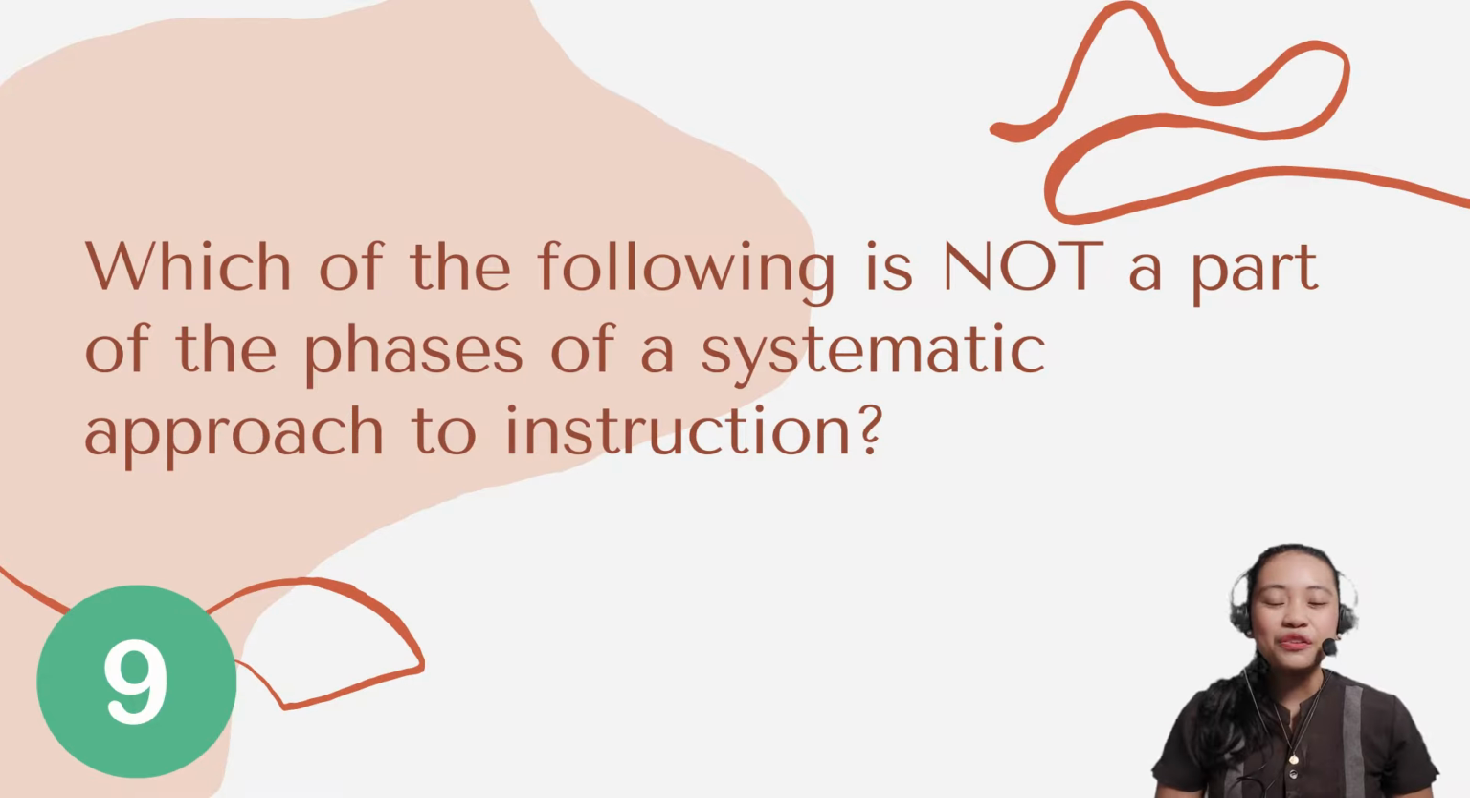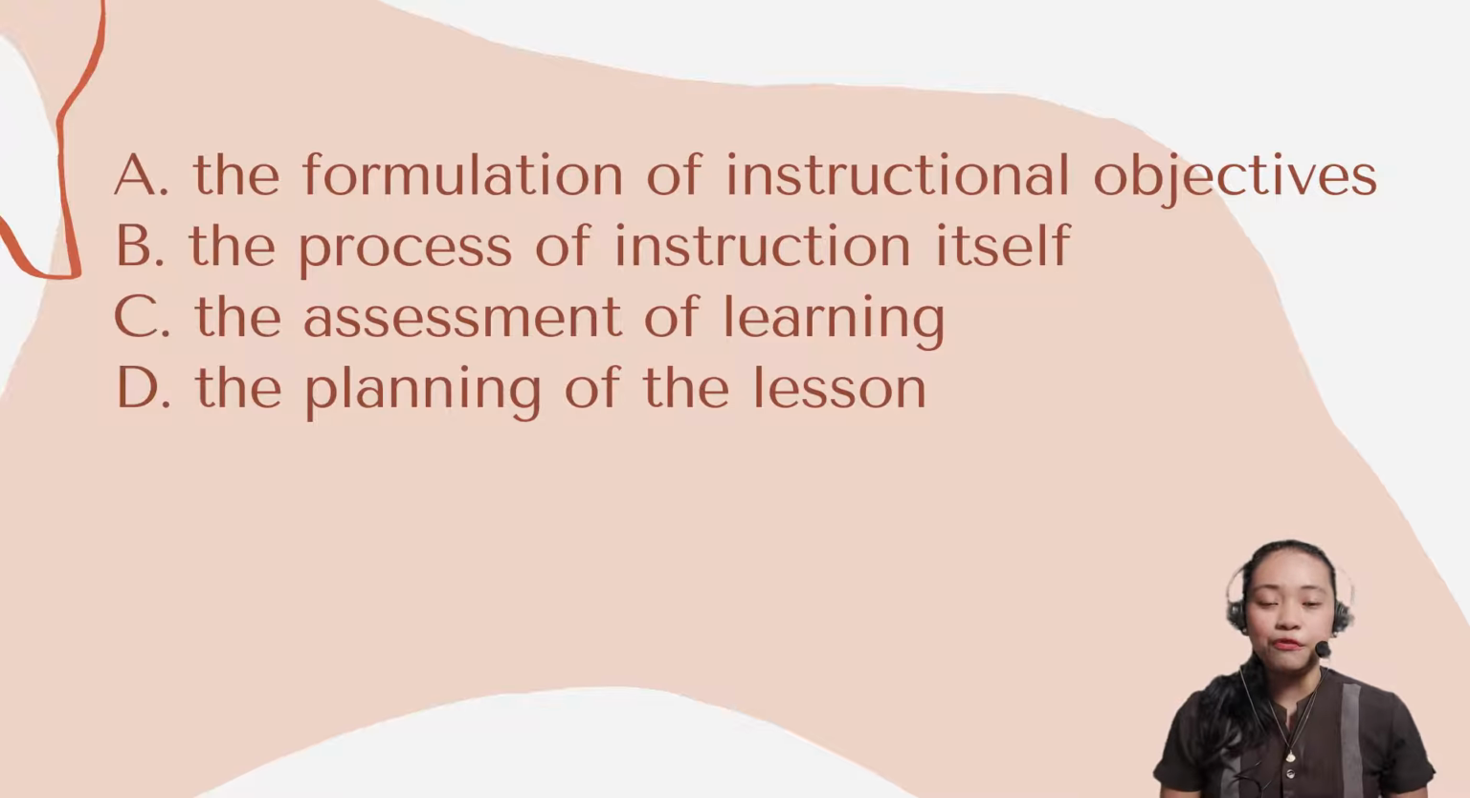Number 9. Which of the following is not a part of the phases of a systematic approach to instruction? Letter A, the formulation of instructional objectives. B, the process of instruction itself. C, the assessment of learning. D, the planning of the lesson.